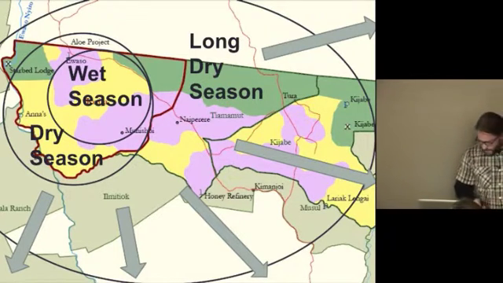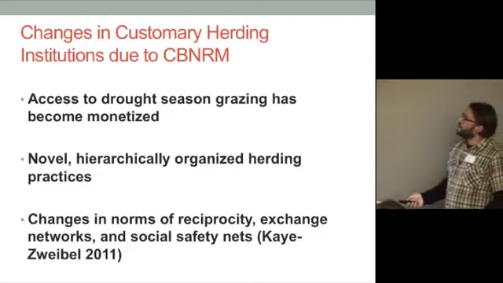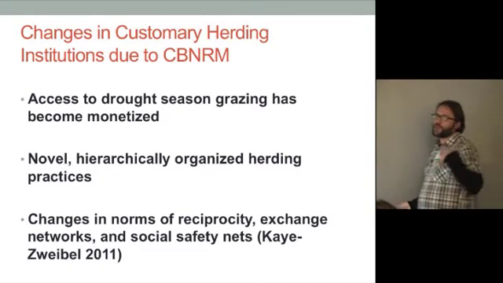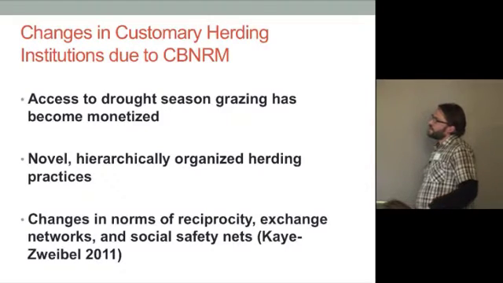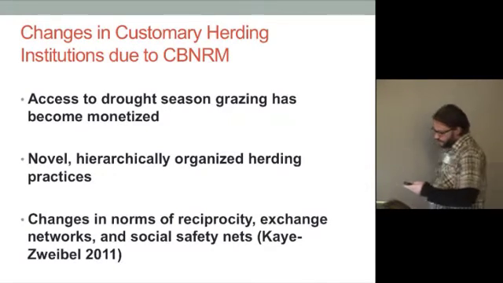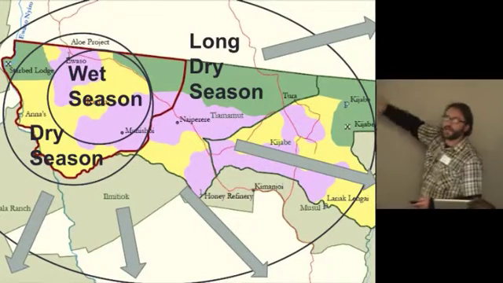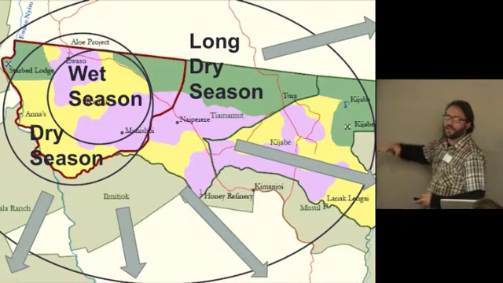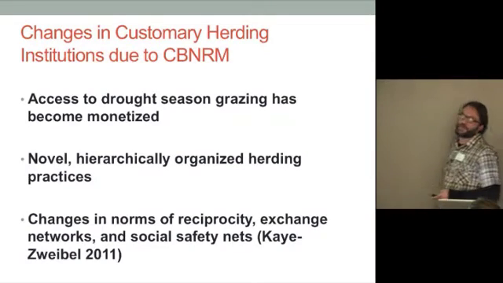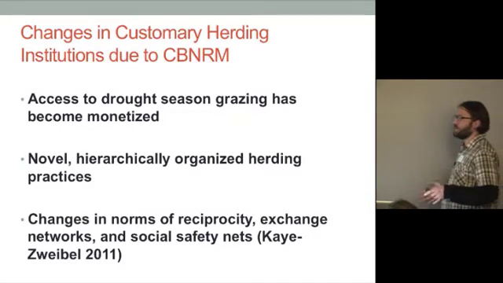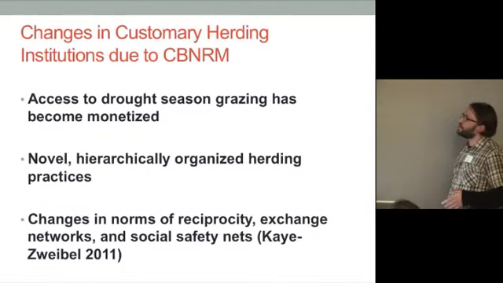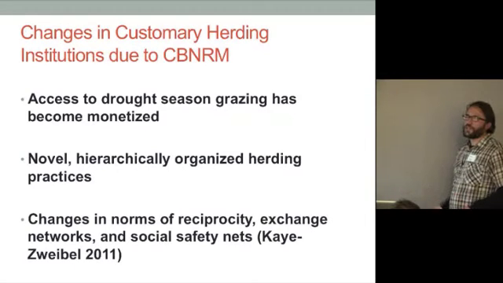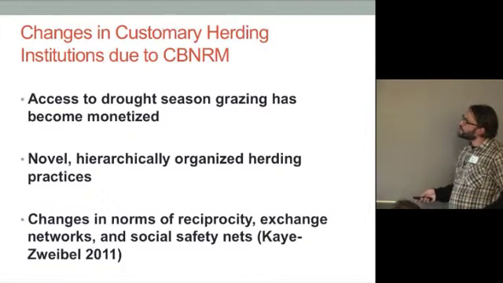So this has changed in a number of ways, as I was saying before, but there are also implications for the rules about grazing access. And so a lot of these areas off to the side here have become monetized grazing access, where you have to pay to take your cattle there, leading to differential impacts on people of different wealth strata. So there are also novel hierarchically organized herding practices and a number of changes in norms of reciprocity.